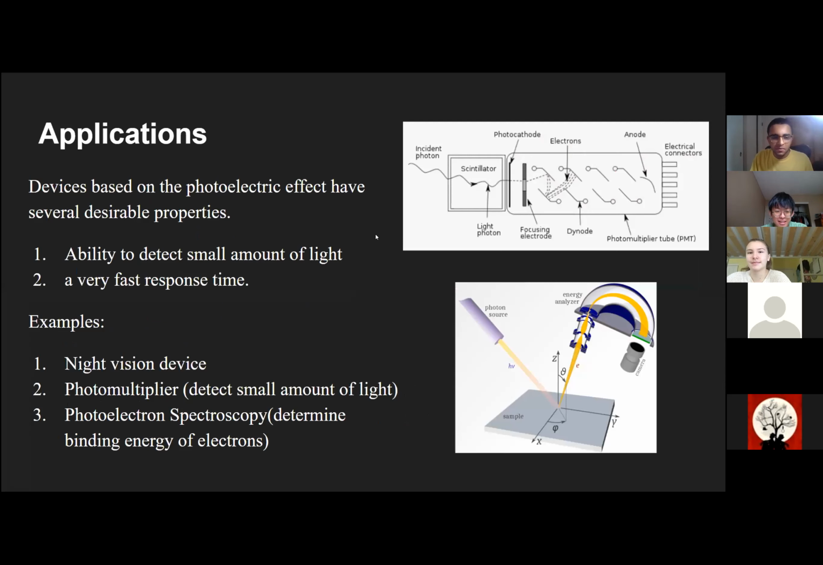An application: the devices made with the photoelectric effect have several desirable properties, which are the ability to detect small amounts of light and a fast response time. Some examples are night vision devices. They take in a small amount of light and then magnify the light source. The next one is the photomultiplier, which detects small amounts of light, and photoelectron spectroscopy, which is used to determine the binding energy of electrons.